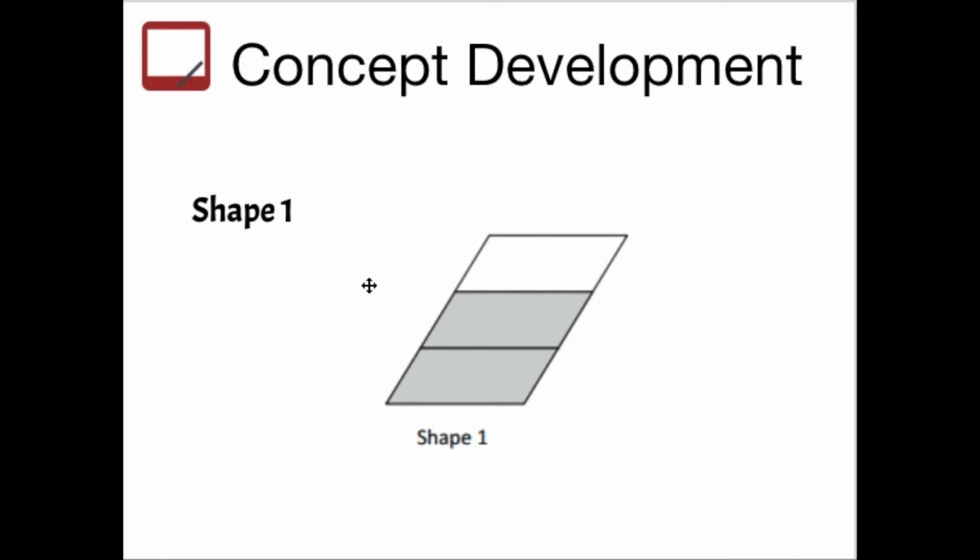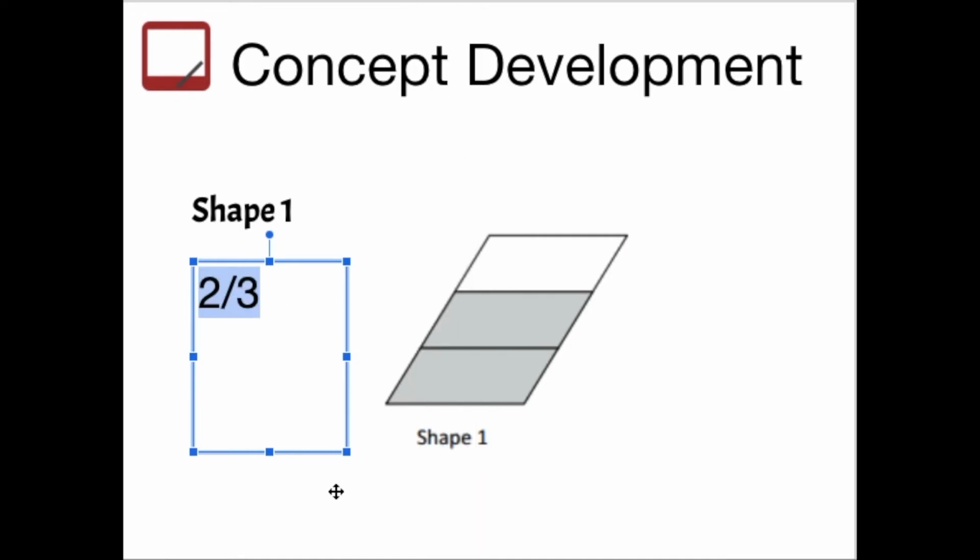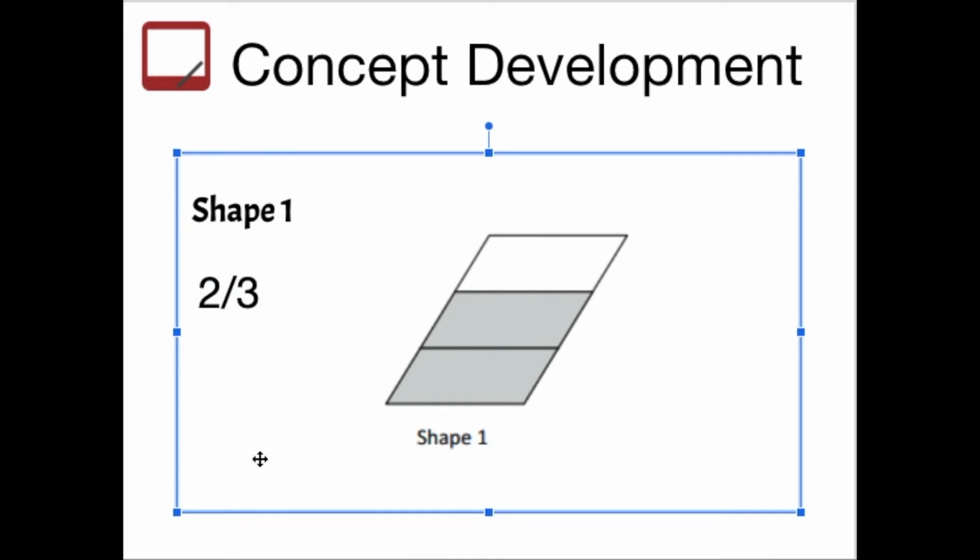Once again, I have another shape. So it looks like we have 3 parts in all, but only 2 of those parts are shaded. So this is showing me a certain fraction where my numerator is 2 because there are 2 parts shaded, and my denominator is 3 because there are 3 parts in all. This is showing me the fraction 2/3. 2 parts shaded out of 3.